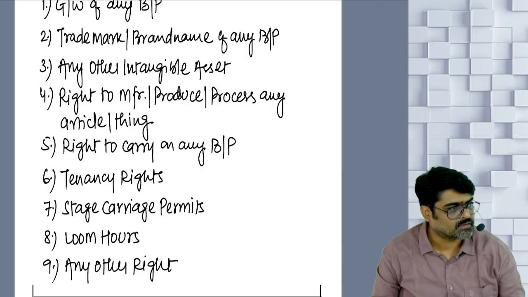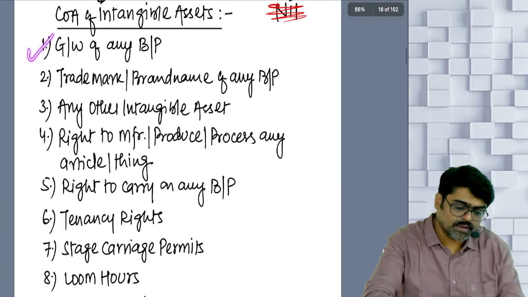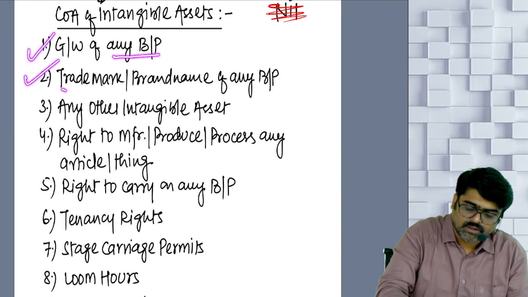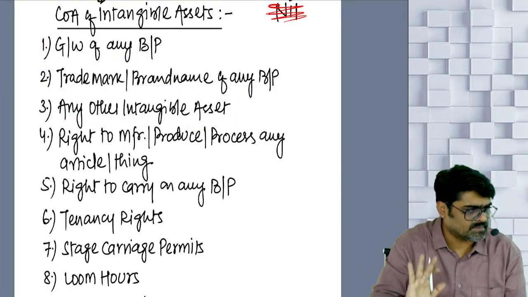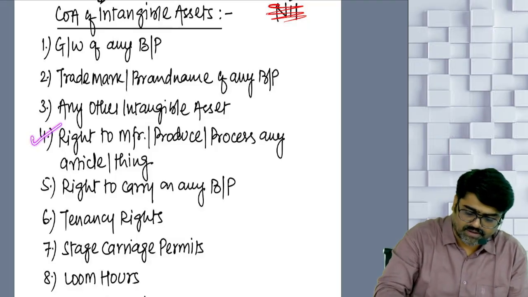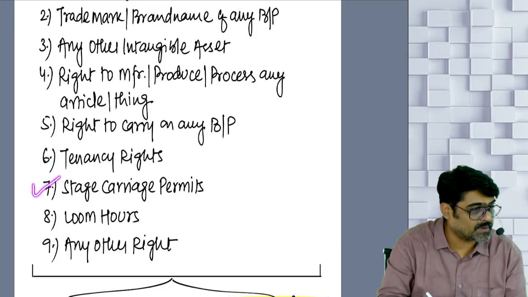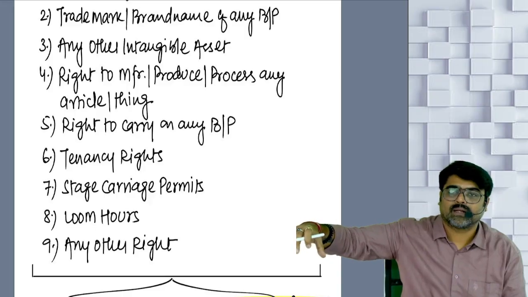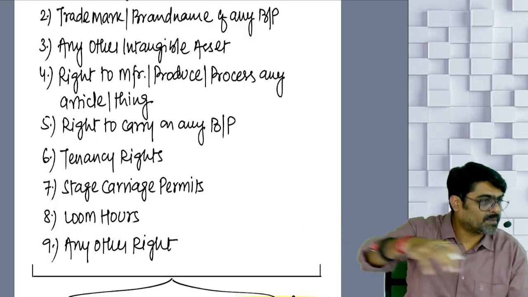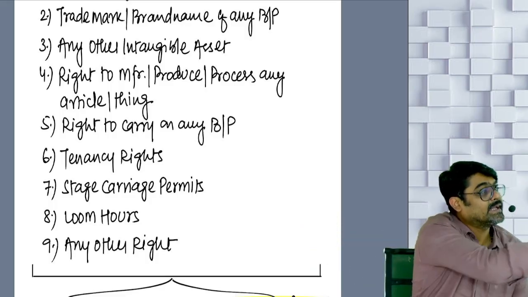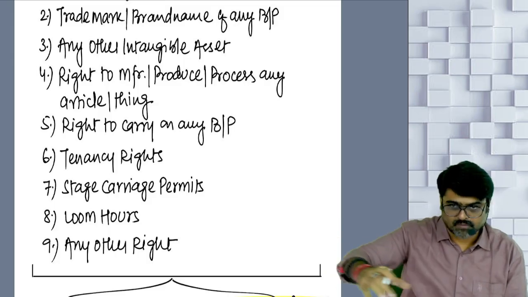Any of these intangible assets, if self-generated. First asset, goodwill of any business or profession. Second is trademark, brand name of any business or profession, or any other intangible asset. Then the right to manufacture, then the right to carry on any business or profession. Then it is a tenancy right. Then it is a stage carriage permit. Stage carriage permit means it is a permit given to a transporter to ply their vehicle on a particular route which has stages. Stages means stops, bus stops. So you can ply your vehicle on this route.